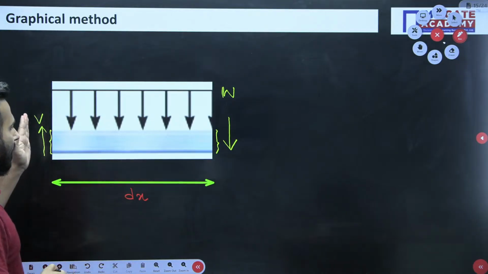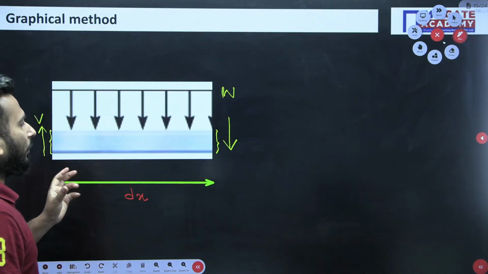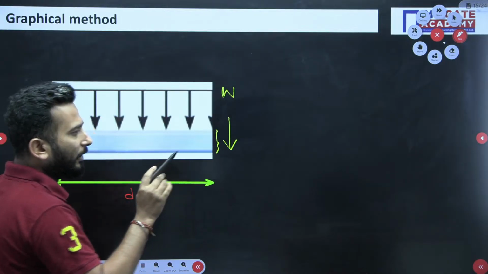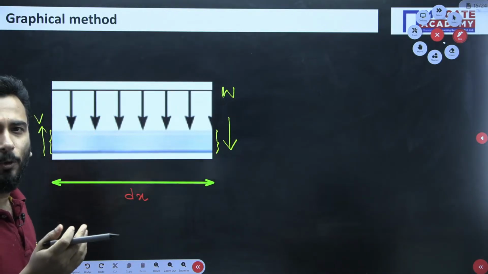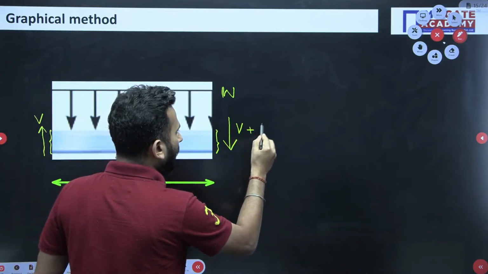If this is V, after some distance obviously it will be different from V. So I am just assuming some change in shear force. Shear force is changing, not by that much, but by a small amount. So for that reason I am assuming it is V plus dV.